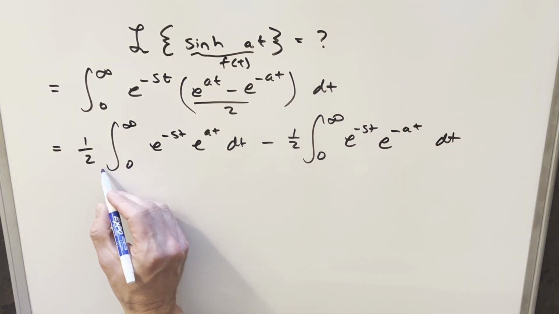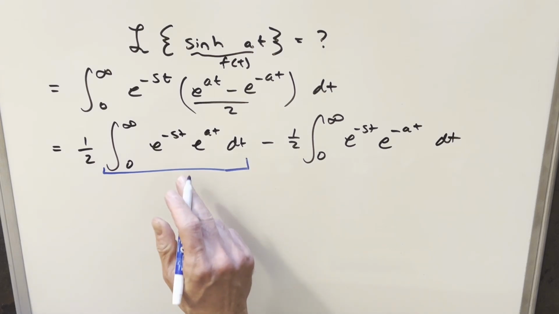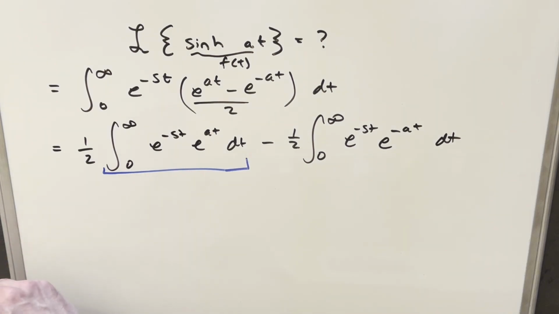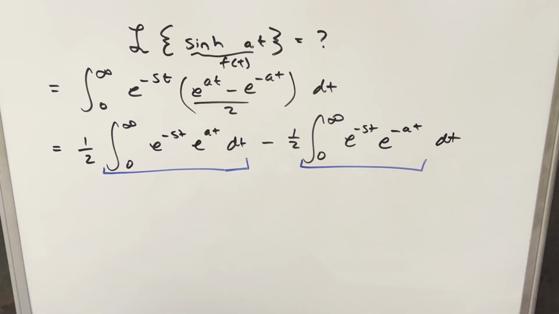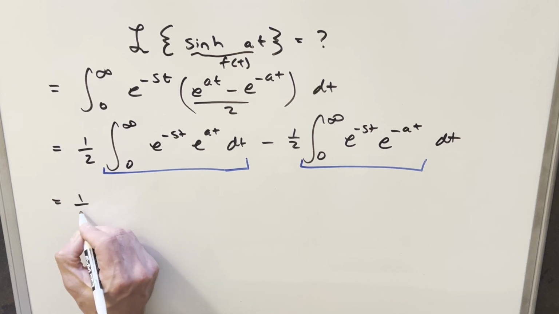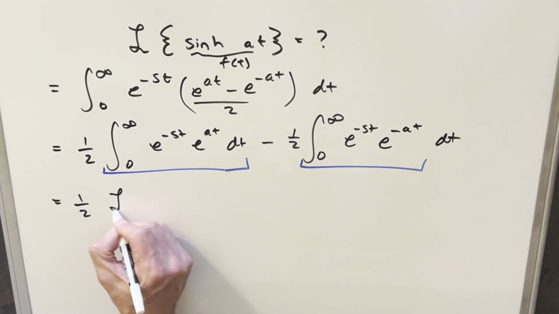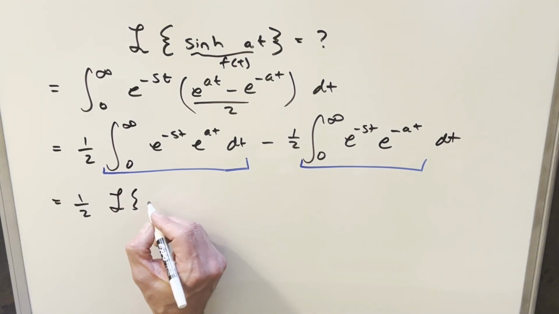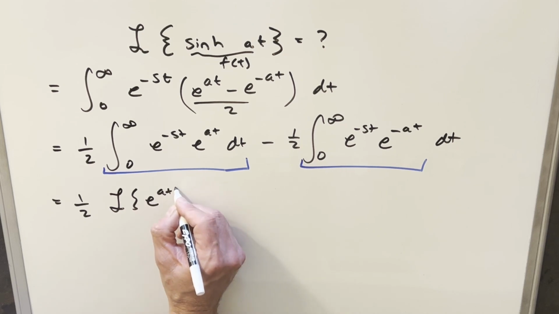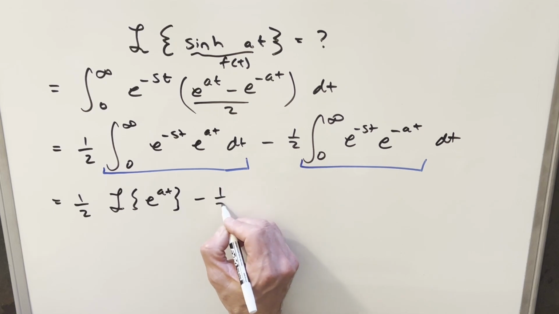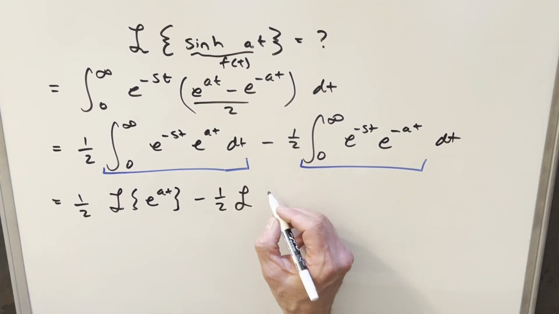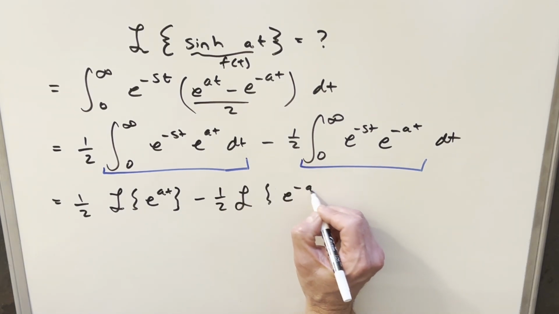But the interesting thing here is we can actually put this one back in the form of a Laplace transform, and the same thing with this one right here. So I think I'm going to do it that way because we have already done this before. Let me just rewrite this. We have 1/2 in front, so this is going to be the same thing as Laplace of e to the at. I did this one in a previous video. And then here we'll have minus 1/2 times Laplace of e to the minus at.